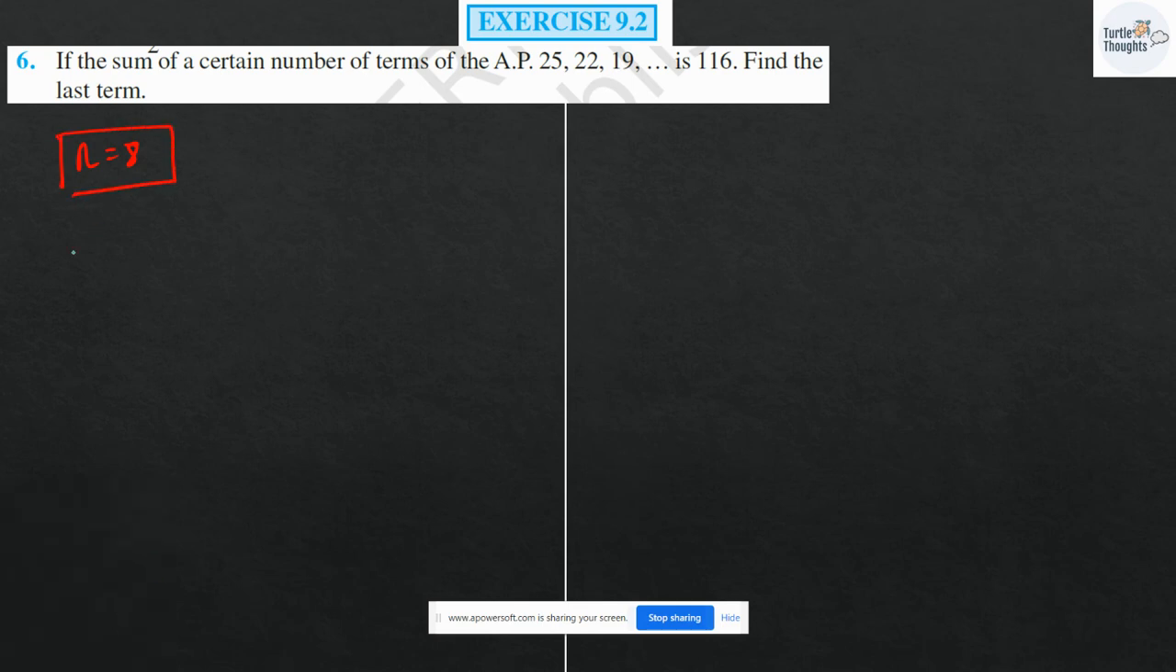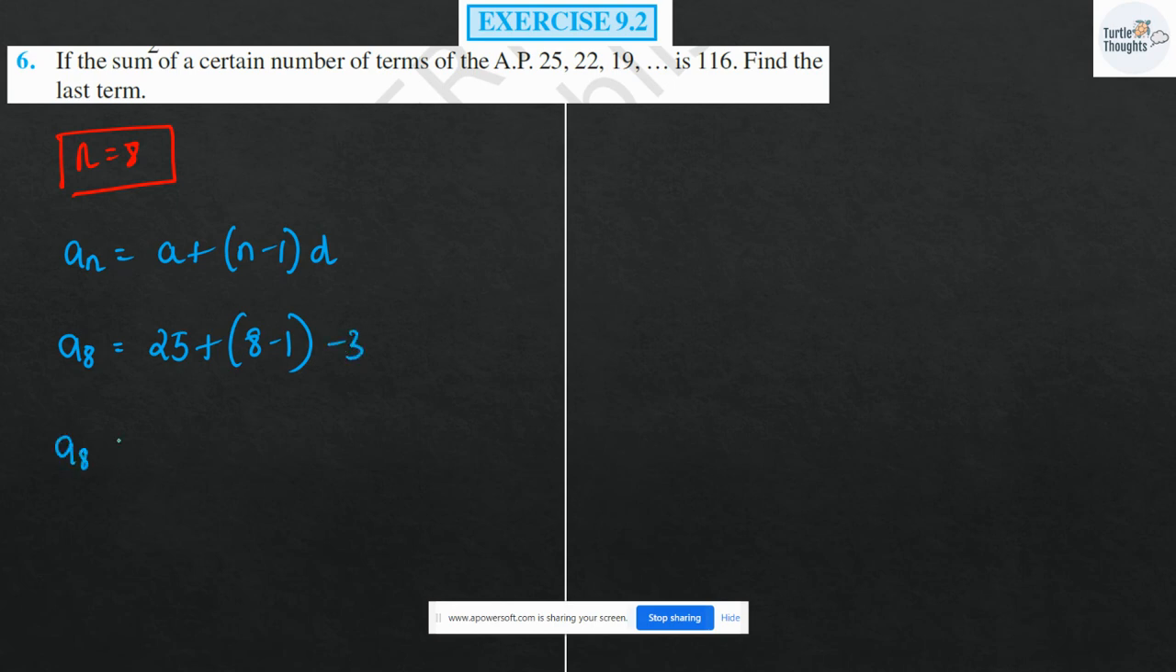Now what we have to find out is the last term, meaning that a n we have to find out: a plus n minus 1 into d. What is your n? n is 8. What is your a? A is the first term, which is 25, plus 8 minus 1 multiplied by d, which is minus 3. So a8 you will be getting as 25 plus 7 into minus 3. So this will be 25 minus 21. A8 is going to be 4.